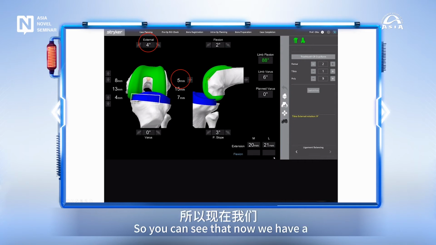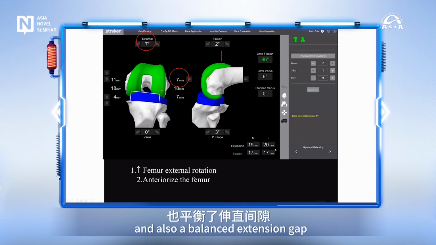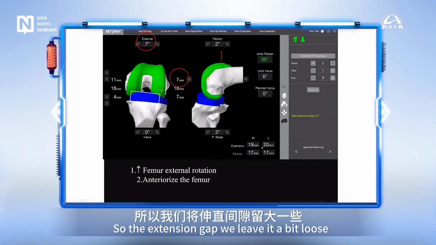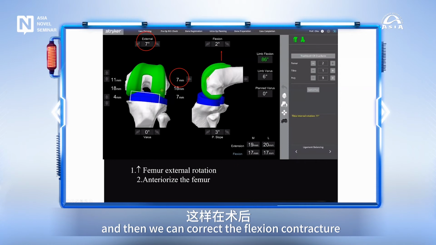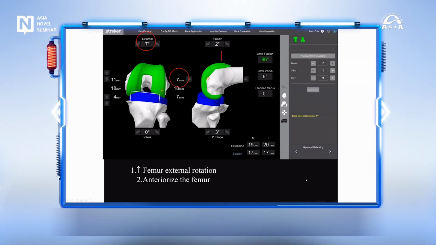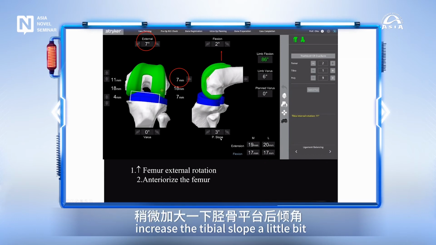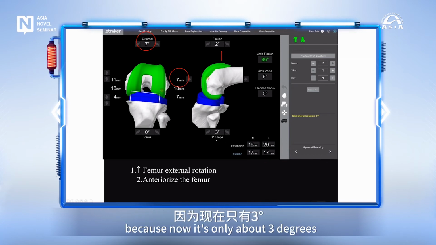So you can see that now we have a balanced flexion gap, also a balanced extension gap, except that the extension gap is wider than the flexion gap. People may ask why. It's because the knee has about 9 degrees of flexion contracture. So the extension gap, if we leave it a bit loose, then we can correct the flexion contracture after the surgery. Right, so we can also potentially increase the tibial slope a little bit, because now it's only about 3 degrees.